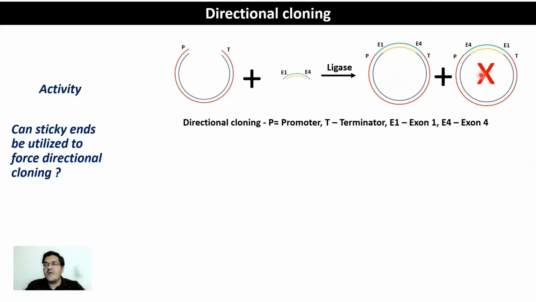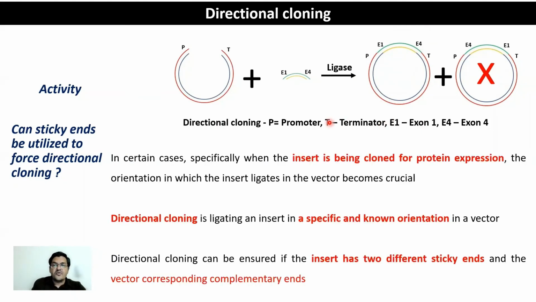Therefore, we need mechanisms to avoid this type of insertion and ensure that the insertion happens only in the right orientation, where the first exon of the coding sequence comes next to the promoter, and the last exon comes immediately upstream of the terminator sequence in the final recombinant vector, right? So how can we ensure this? In certain cases, specifically when the insert is being cloned for protein expression, the orientation in which the insert ligates in the vector becomes crucial. Directional cloning is ligating an insert in a specific and known orientation in a vector, and it can be ensured if the insert has two different sticky ends and the vector has corresponding complementary ends.